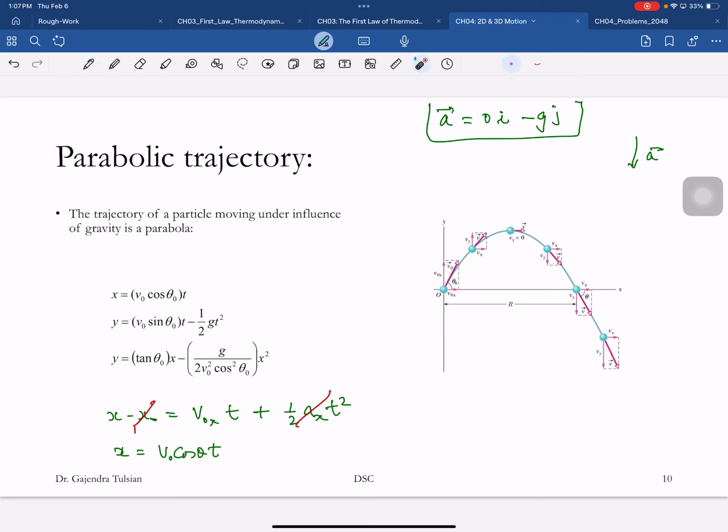Okay, so what is this equation telling you? At t equal to 0, when the object was at the origin, it was launched with an initial speed of v naught at an angle theta naught. And this is giving you its x coordinate at any time, as the projectile is moving.